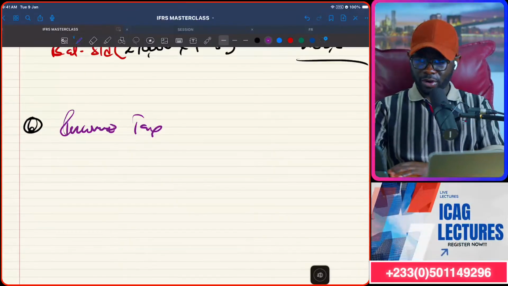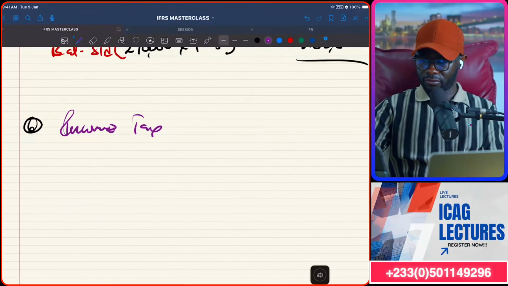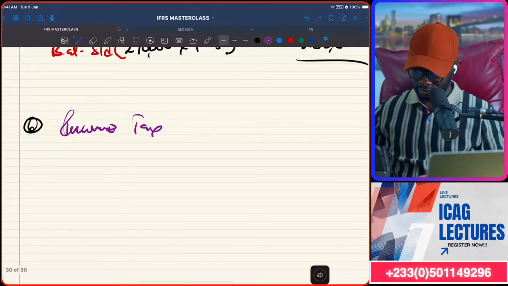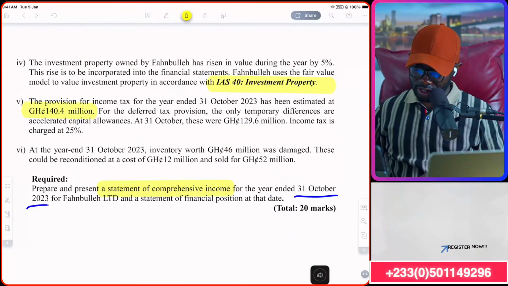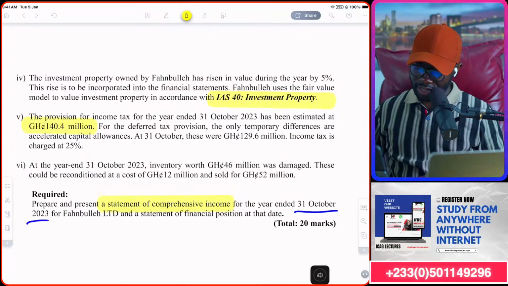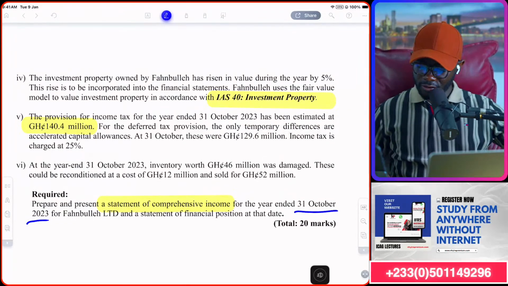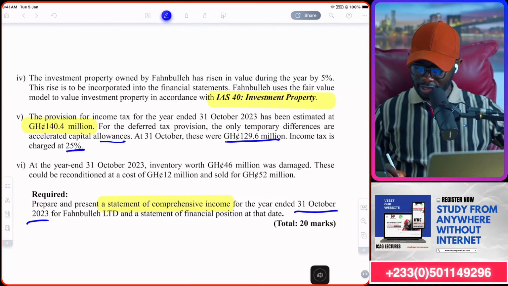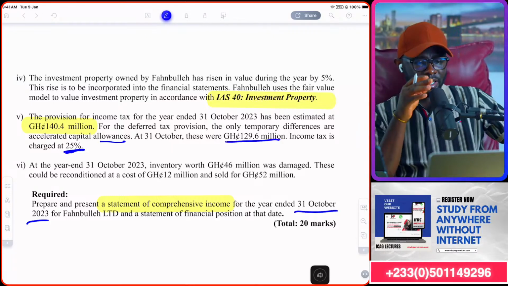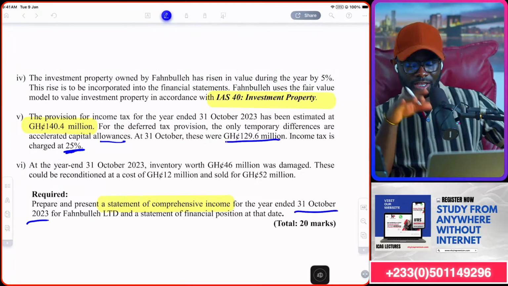So we're going to bring in the issue in respect of the tax. I want to see whether I can put it with the deferred tax together. It says, for deferred tax provision, the only temporary difference are accelerated capital allowance. At 31st October, these were this. Income tax, it's 25%. Okay. Now, there is a deferred tax as well.